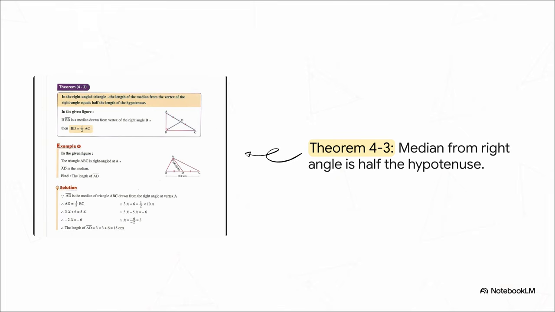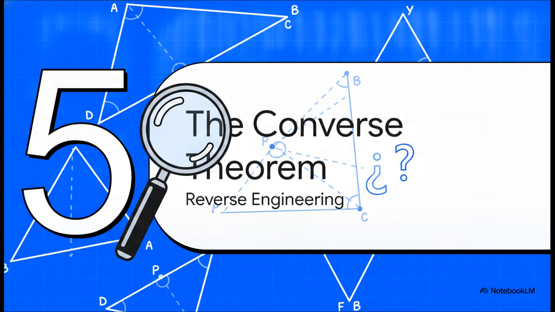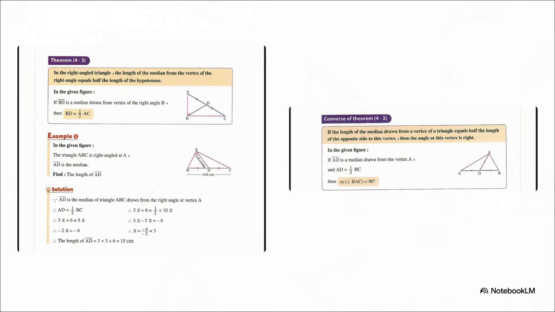And let's see how this builds into our final and, frankly, my favorite concept for today. Section 5, the converse of the theorem. So consider Theorem 4.3. That's a direct rule. If you know for a fact the angle is 90 degrees, you instantly know the median is half the hypotenuse. But now compare that with the converse of the theorem. This is straight-up reverse engineering.